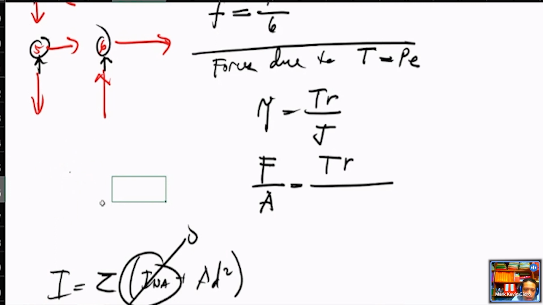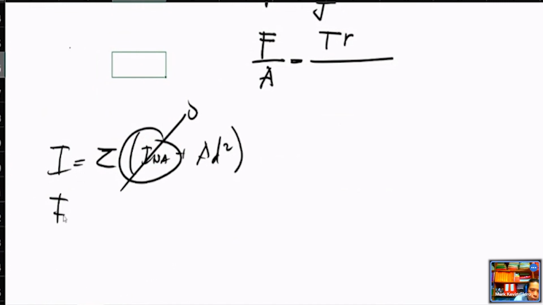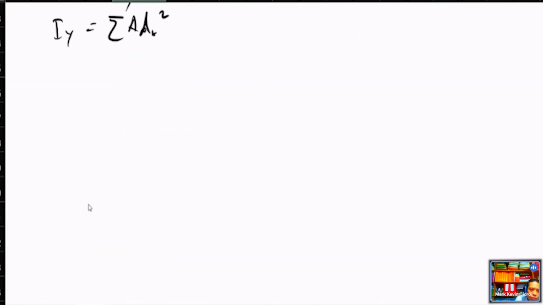So for your I here, we only use the summation of A d squared. For Ix, it is A d squared, with d the distance from the y-axis. Then for Iy, this is equal to the summation of A d_x squared. Then J is just equal to Ix plus Iy.